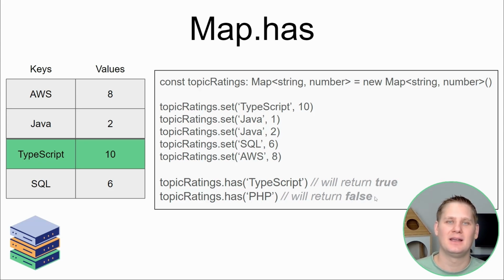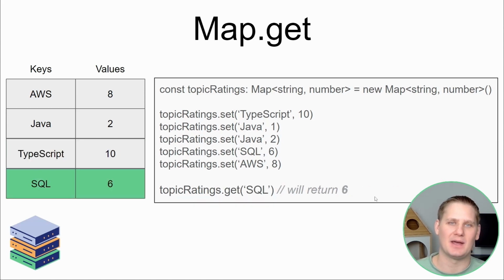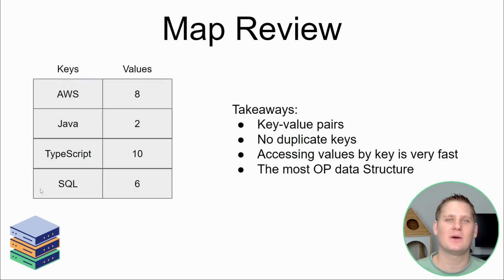And lastly, if we actually want to get a value associated with a key, we would use the get method. So in this example, we would say topicRatings.get SQL, which will return 6, as that's the value associated with the key SQL. The key takeaway for maps is that they are a collection of key-value pairs. They do not allow for duplicate keys, and accessing values by keys is extremely fast. In my opinion, maps are the most OP data structure, and a lot of problems can be solved most efficiently when using maps.